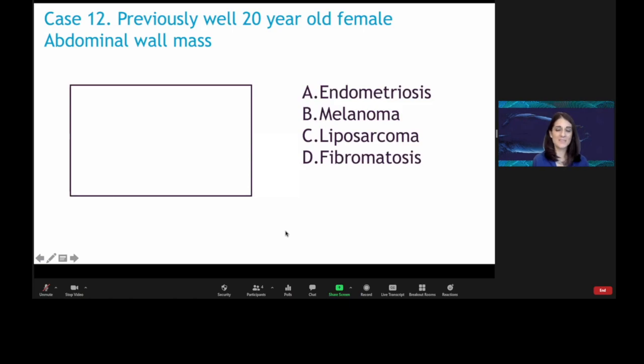Now, I haven't gone mad. There isn't an image missing. I'm essentially asking you, what is the commonest cause of an anterior abdominal wall mass in a previously healthy 20-year-old female? So vote now. I actually gave you the answer to this earlier on. Do you think it's endometriosis, melanoma, liposarcoma, or fibromatosis? And I will show you the image after you've voted and show you the classic appearance.